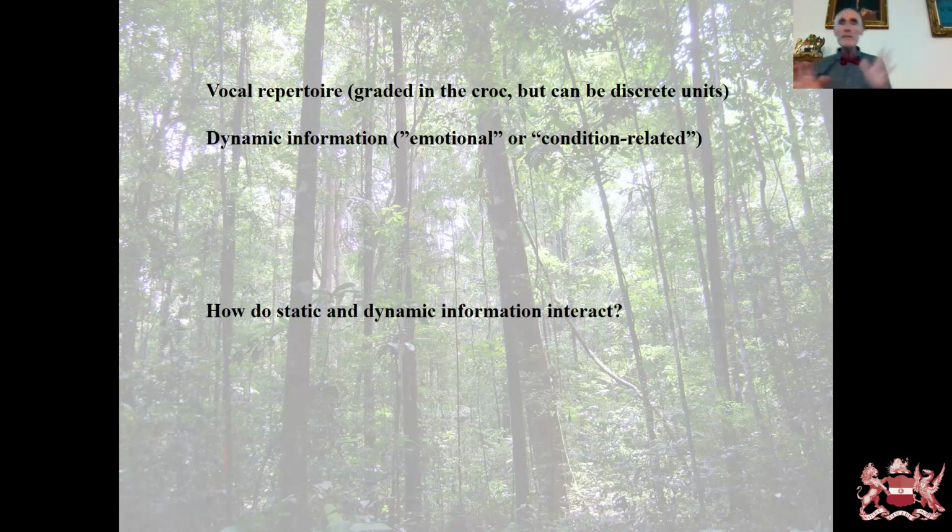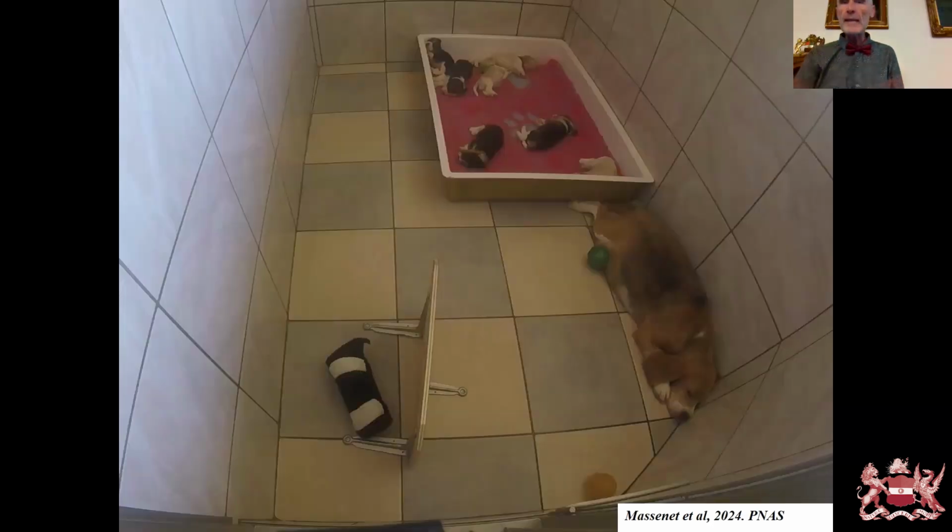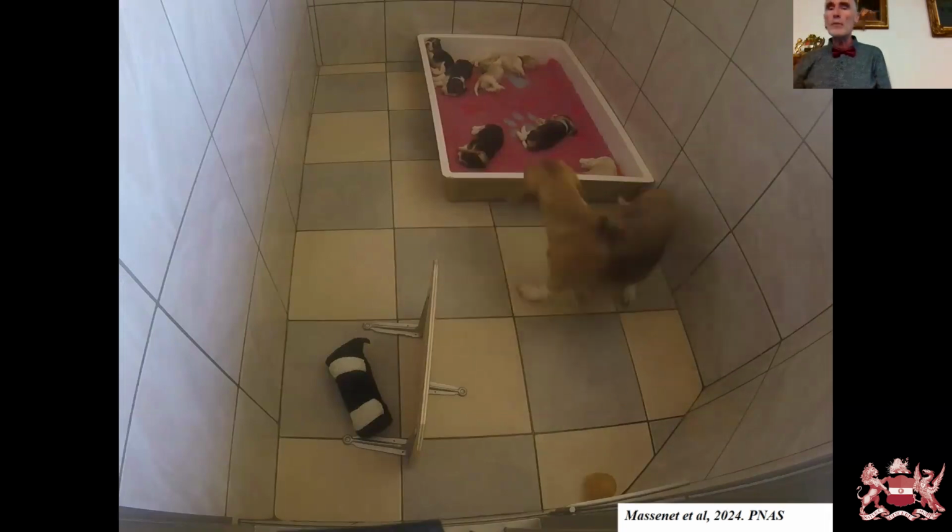Quick question: how do static information, about the signature, who you are, and dynamic information, more related to condition, interact? I won't spend much time on this, but it's a very recent study we just published in PNAS last year about puppy whines. We had a PhD student studying vocal communication between puppies and their mother. And here is a typical playback experiment that we did. You see the loudspeaker, the black thing on the left, which is emitting the sound.